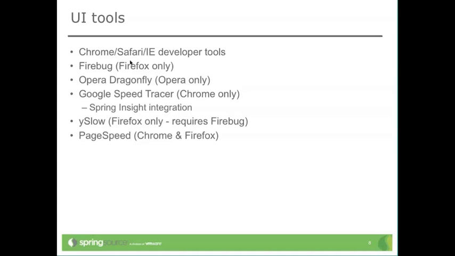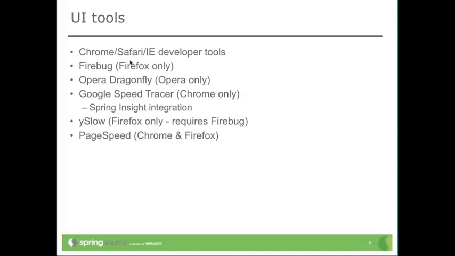For Firefox, you have the Firebug add-on, which is pretty well known, and for Opera, you have Dragonfly. Beyond that, Google Speed Tracer is an extension of Chrome, and that gives you even more information, particularly about JavaScript and how that's loading and how that's executing, and is useful for determining where you can improve your JavaScript performance. I won't be talking about that further in the rest of the talk, but it's something that you can look into yourself. It also comes with Spring Insight integration.